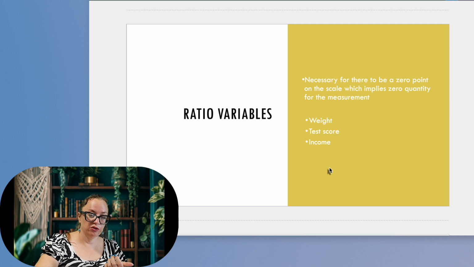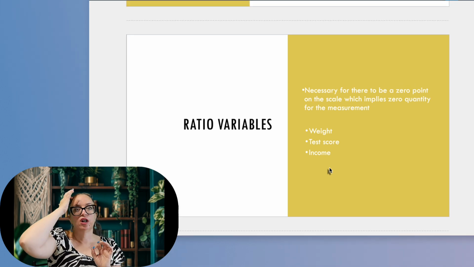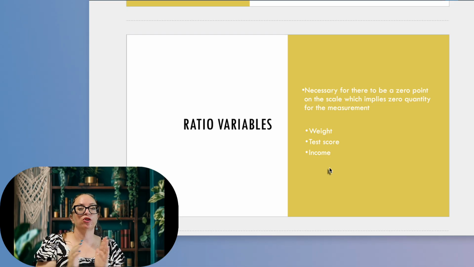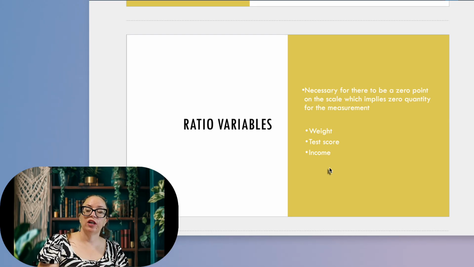Ratio variables are very similar, but differ on that 0. Ratio variables, remember, are going to be just about the same. However, there has to be a 0 point on the scale, which indicates 0 measurement of whatever it is that we're measuring. So let's take a couple of examples. Maybe weight. If you're weighing something on a scale and the scale is telling you 0 weight, that means there's an absence of weight on the scale. 0 is actually meaningful.